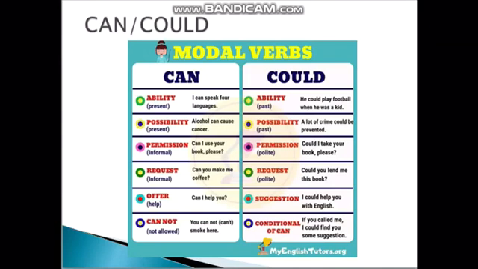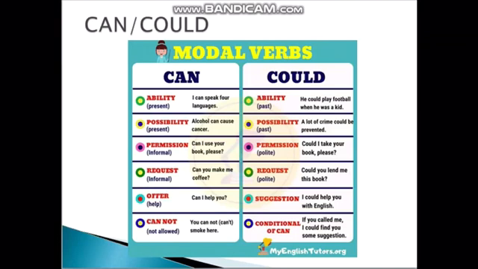We all know how important it is to be able to express in English the ability or the possibility to do something. So, can and could are modal auxiliary verbs that express an ability, permission, request, offer, and opportunity. For example, I can speak 4 languages. Alcohol can cause cancer. Can I use your book, please? Can you make me coffee? Can I help you?